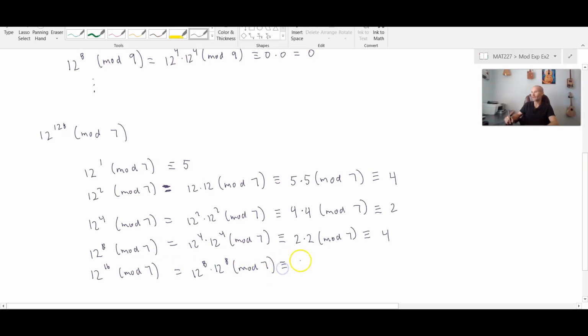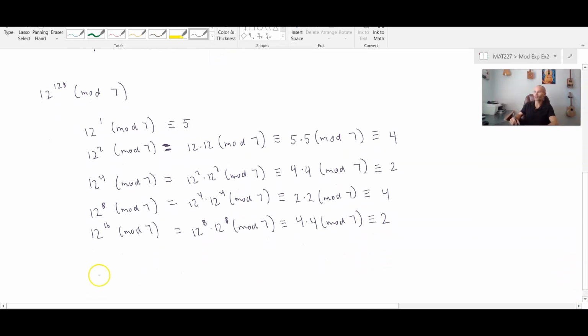And 12 to the 8th mod 7 has a remainder of 4, so we get 4 times 4 mod 7. And that's 16 mod 7, which gives us a remainder of 2. We're getting closer. Double that power. 12 to the 32nd mod 7 is equal to 12 to the 16th times 12 to the 16th mod 7. And 12 to the 16th mod 7 is 2, so this is congruent to 2 times 2 mod 7. And 2 times 2 is 4. 7 doesn't go into 4, leaves a remainder of 4.